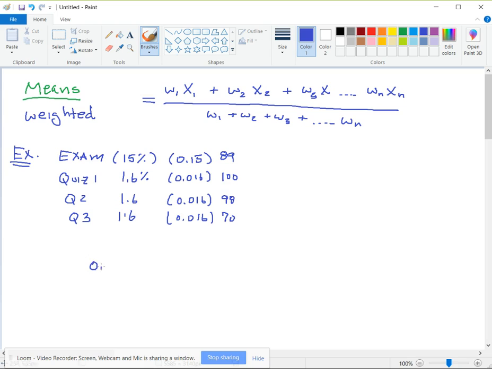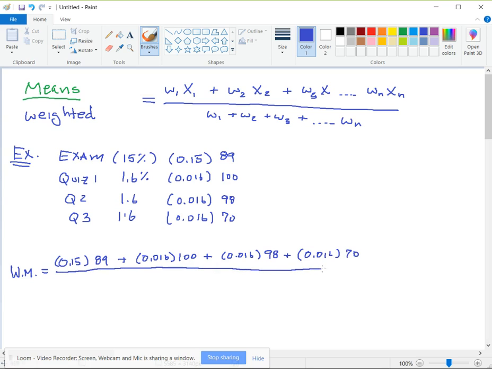So for example, we could go 0.15, and actually, let me give myself some room here. Our weighted mean equals 0.15 times 89 plus 0.016 times 100 plus 0.016 times 98 plus 0.016, stick with the parentheses here, times 70. So those are our 4 scores multiplied by the weighting of each score.